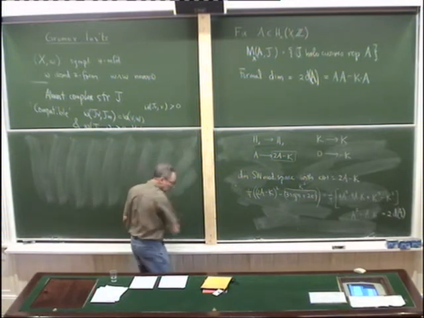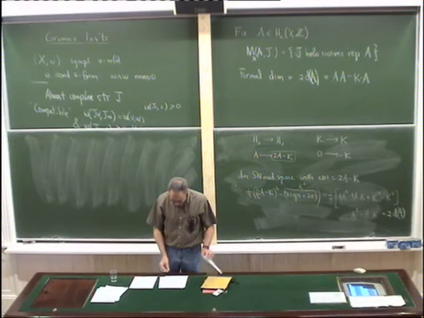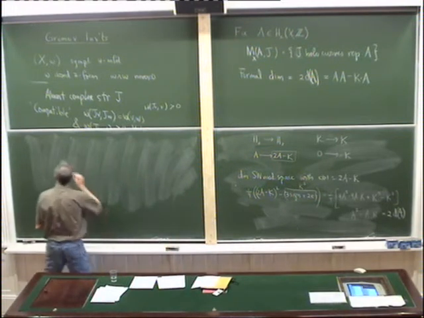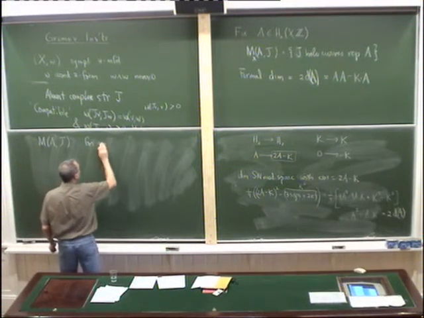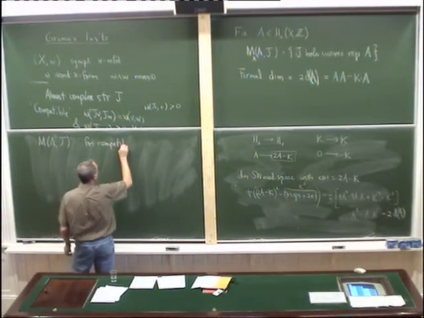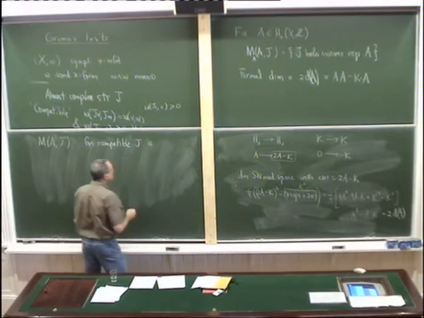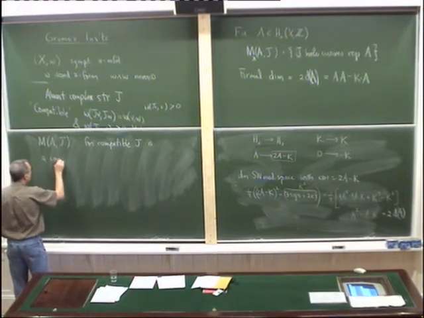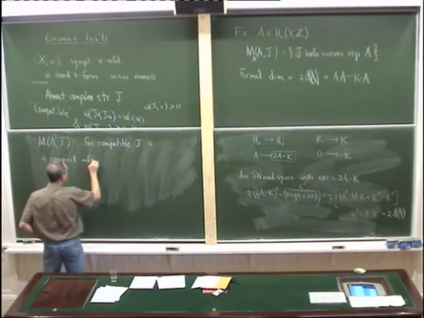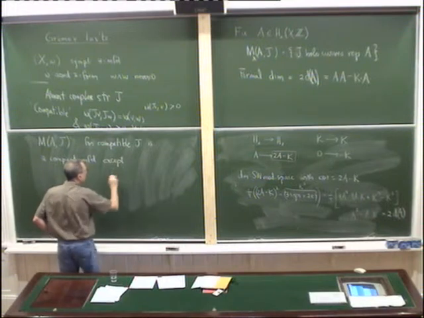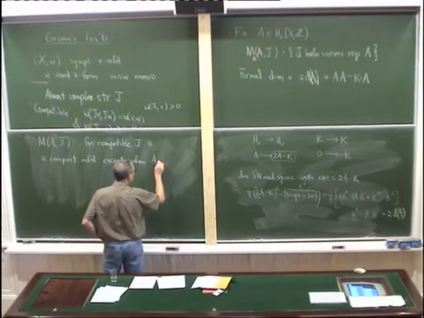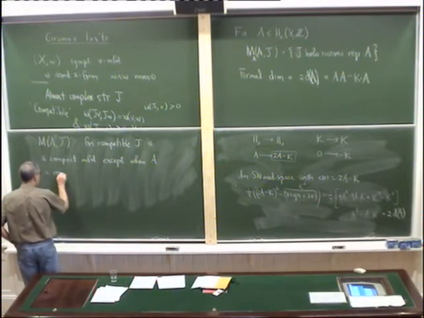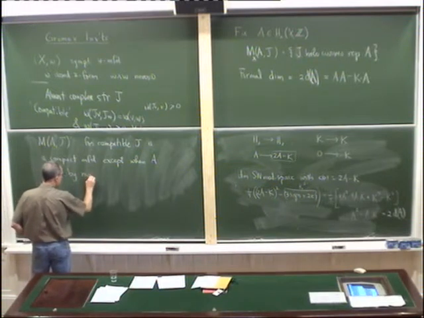Okay, well, this moduli space M_A^J for compatible J is typically a compact manifold, except when A is represented by a multiply covered torus, and I'll try to explain this in a few minutes.